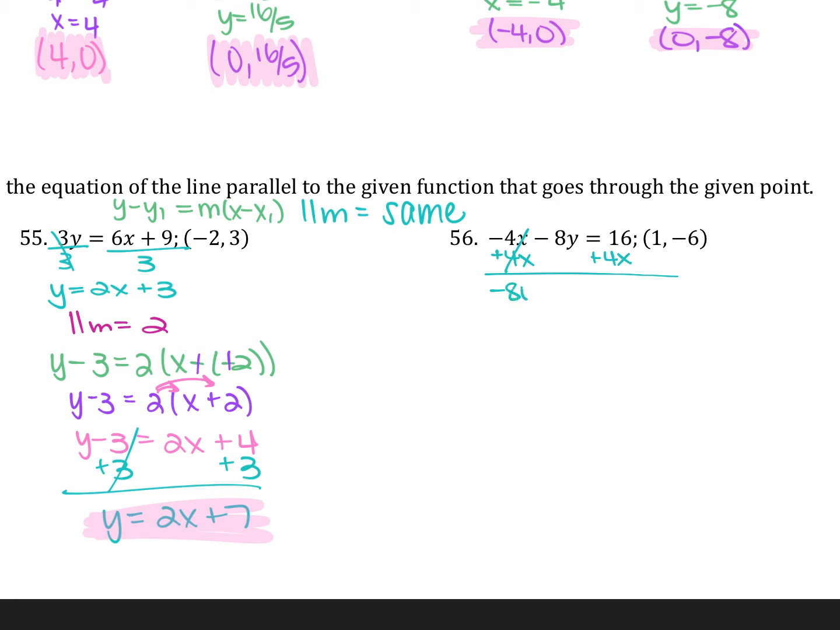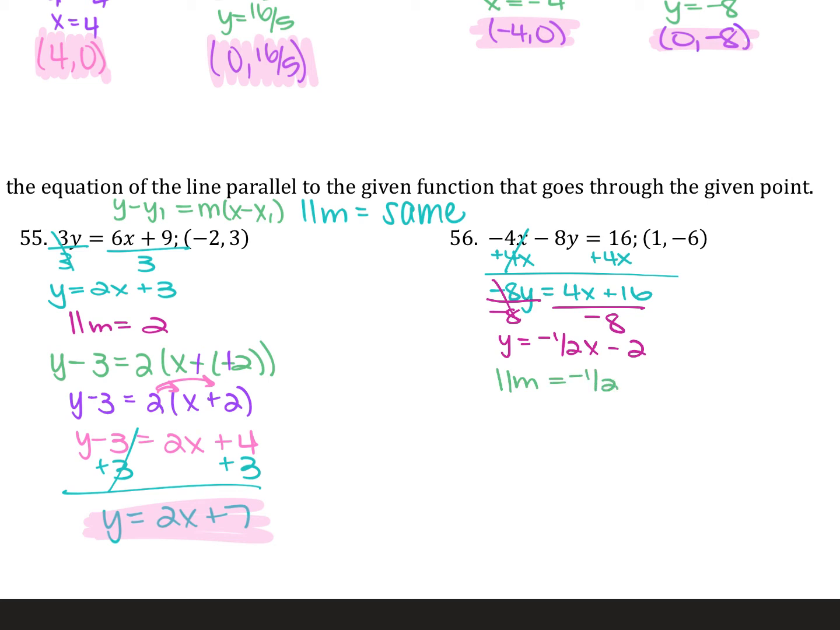This gives you negative 8y is equal to 4x plus 16. We divide each side by the negative 8. Remember, each term on the right side gets divided by that negative 8. So that gives you y is equal to negative 1/2 x minus 2. Your slope here for the parallel line is negative 1/2.